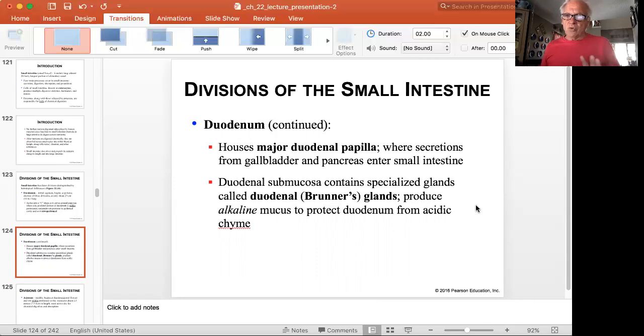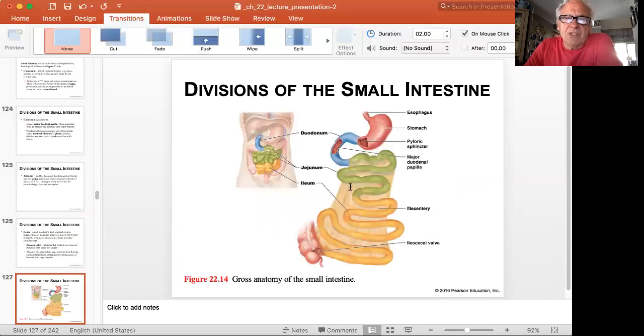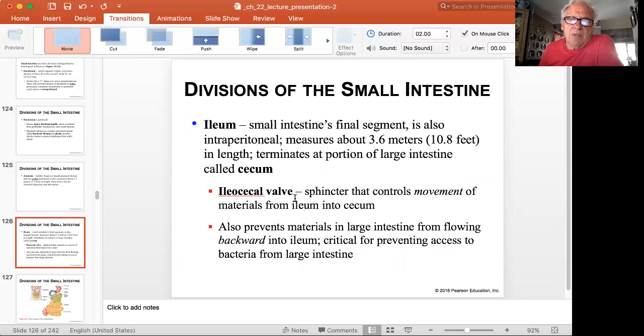The duodenal mucosa. Now, what's the duodenal submucosa? Remember, it goes serosa, muscularis externa, submucosa, mucosa. The duodenal submucosa has Brunner's glands that produce an alkaline mucus to protect the duodenum from the acidic environment. So the Brunner's glands are duodenal glands in the submucosa of the duodenum, and they produce mucus to protect the duodenum from the acidic chyme of the stomach. The ileocecal valve allows the food to move from the ileum into the cecum, part of the large intestine. It can't go backwards.